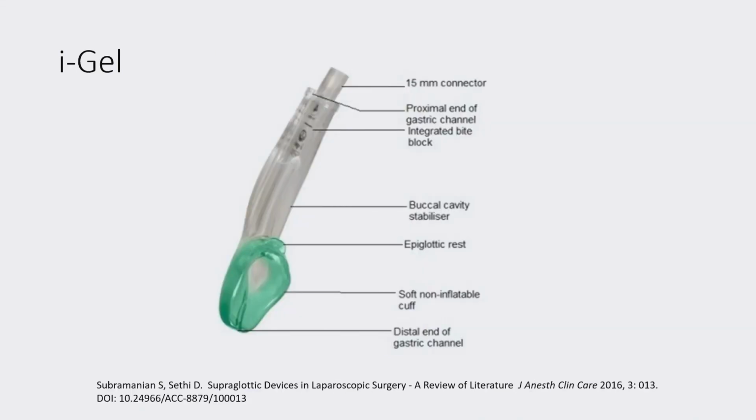The next equipment is the i-gel, which is another modification of the laryngeal mask airway. In the i-gel, there is a soft, non-inflatable cuff. There are ergonomic rests here, the buccal cavity stabilizer, and the integral bite block, and there's a connector for the breathing circuit. And there's a gastric channel with the entry here and the exit here.